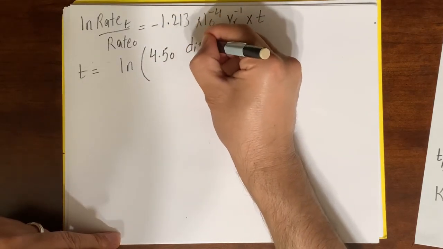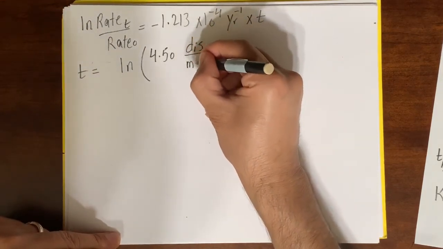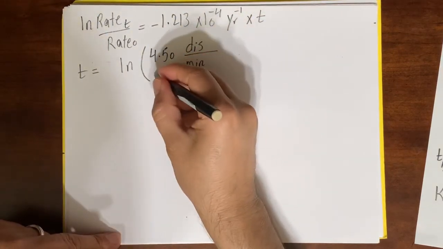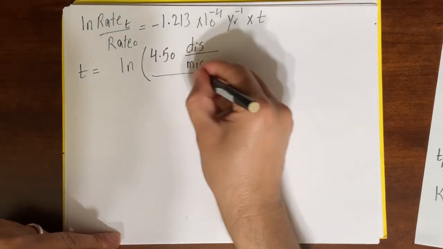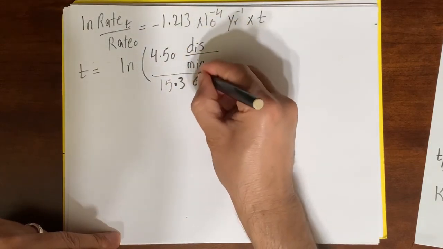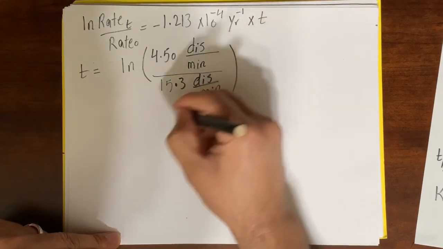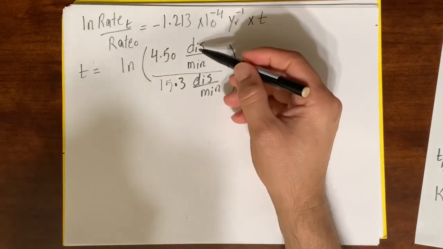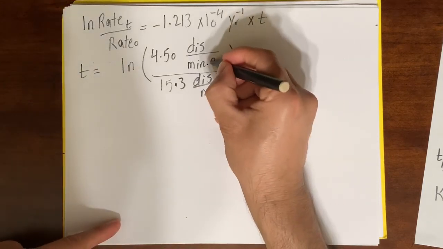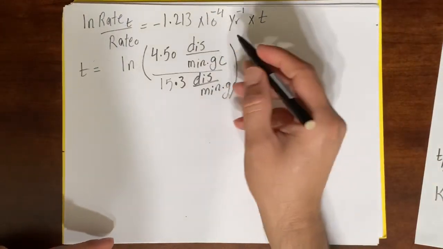and this is disintegration per minute. And next one, we have it 15.3 disintegration divided by minute. Okay. So both of them actually come with disintegration per minute multiply gram of carbon. So you can write here gram of carbon for both, but it doesn't matter. They will cancel each other.